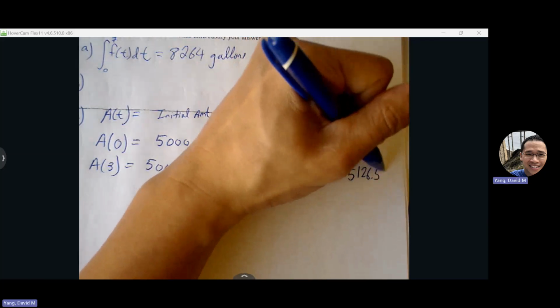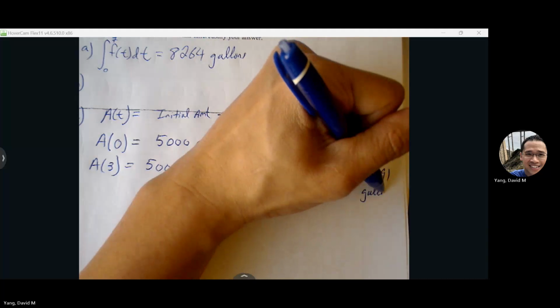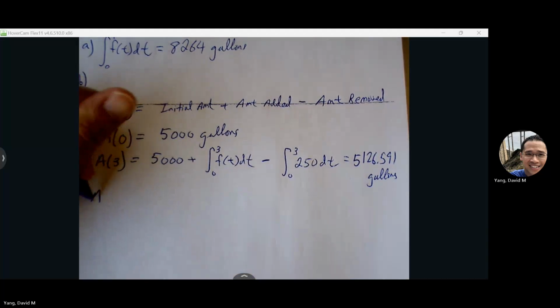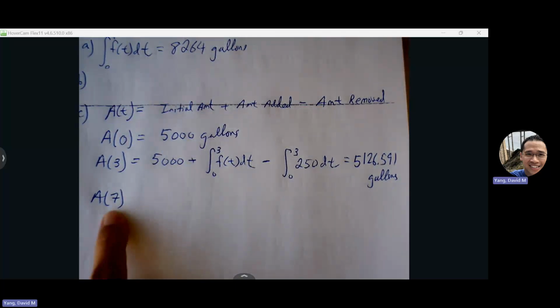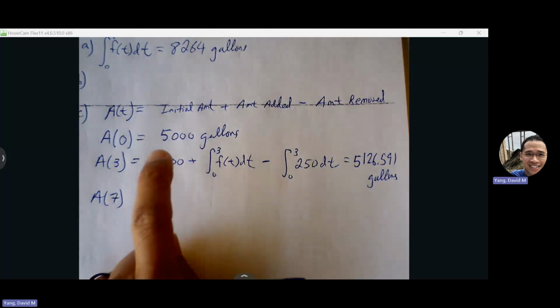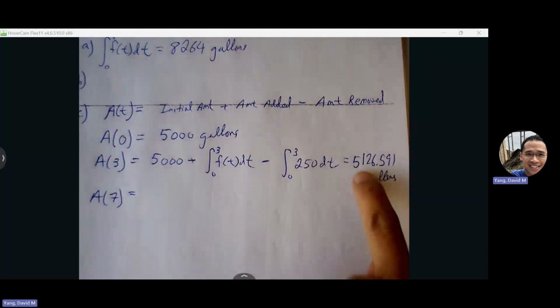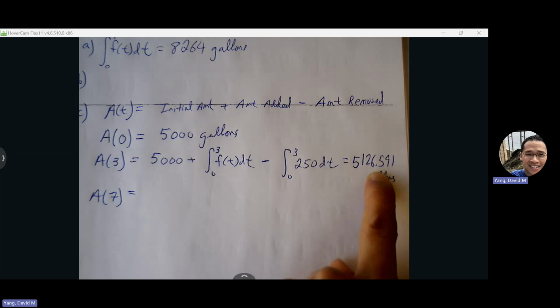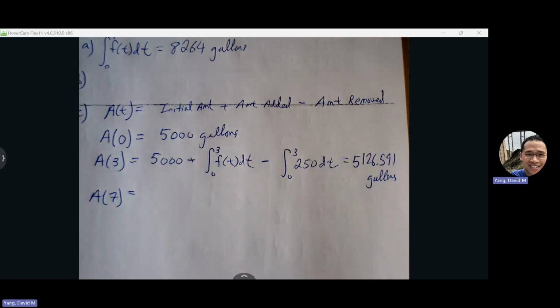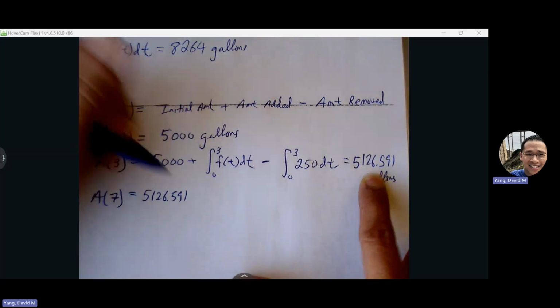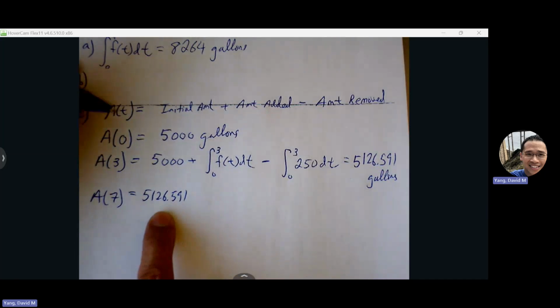So in your calculator, I got 5126.5. We also need to find A of 7. Now, we could start at the very beginning, but I think something easier that we can do with A of 7 is just pick up where we left off. We already know that this is the amount in the tank at 3 hours. Let's just figure out what's happening after 3 hours. So I'm going to let 5126.591 be my A of 3, my starting point.